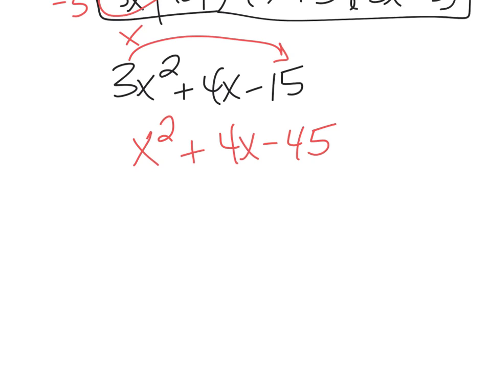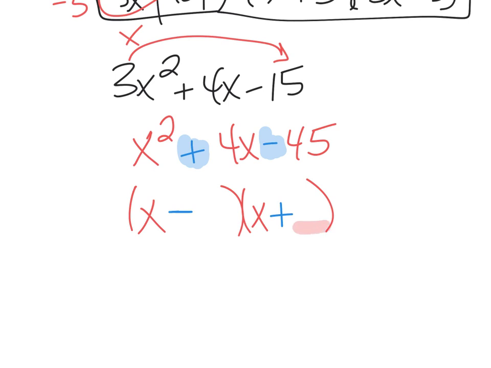Okay, so factors of 45, I think about 9 and 5 right away, and the difference of 9 and 5 is going to be 4, so that's going to work. So x and x. Now, being as this is negative, that means that one of our factors has to be negative and one has to be positive. Okay, and then being as this is positive, this one has to be bigger here.